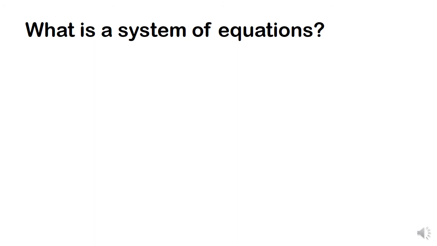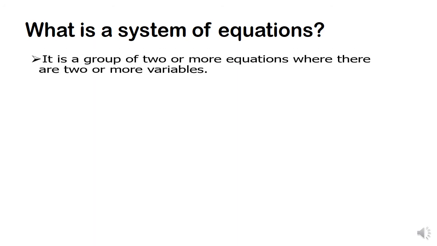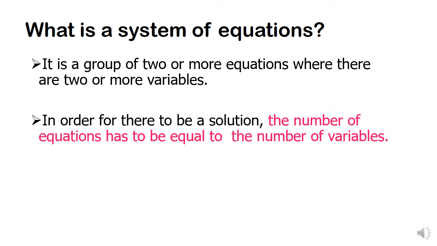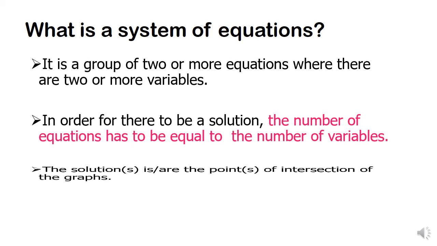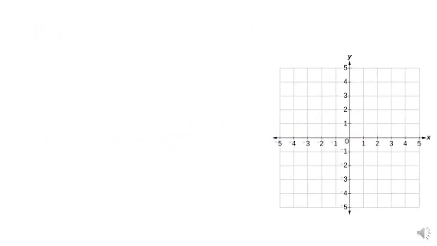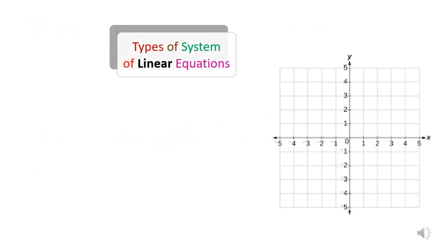But first of all, what is a system of equations? It is a group of two or more equations where there are two or more variables. In order for there to be a solution, the number of equations has to be equal to the number of variables. The solution or solutions are the point or points of intersection of the graphs. So as I mentioned, we will just focus on the system of linear equations.